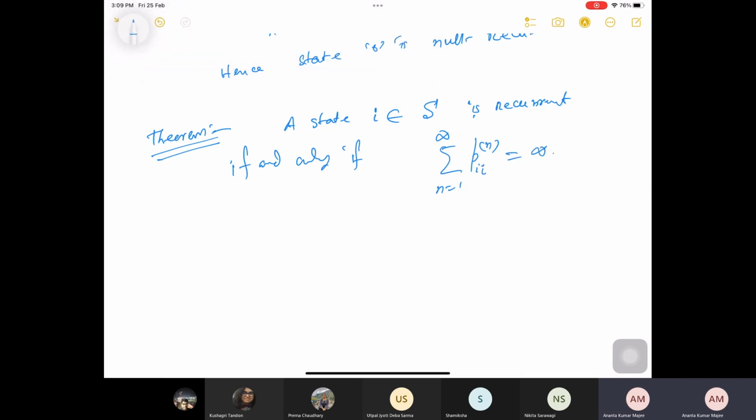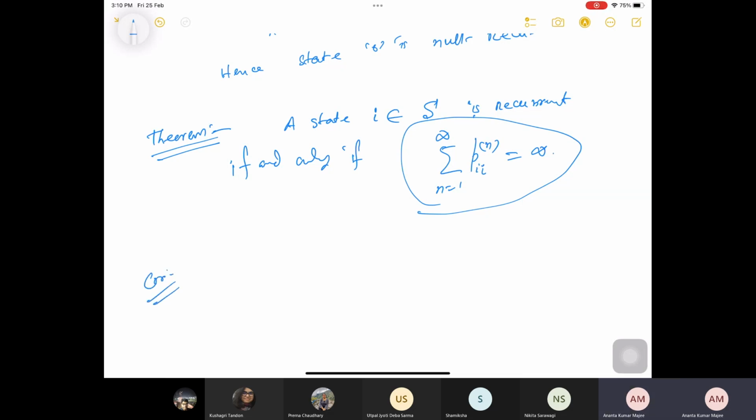This is actually infinity. Okay. So state I is recurrent if and only if this holds: the summation over n equal to 1 to infinity of Pii^n, that is infinite. So as a corollary, what I can say is the following.